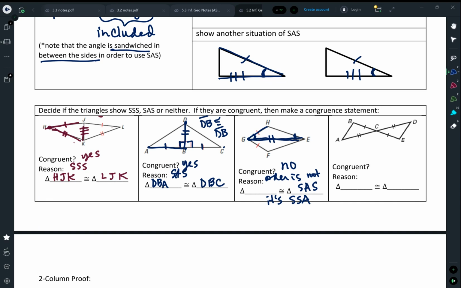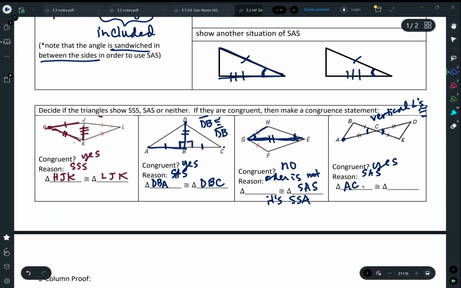On the last one, I don't have a side congruent to itself, but I do have some vertical angles. So because my vertical angles are congruent, now I can see I have a side and then an angle and then a side. So yes, side angle side. So I'm going to start at A here for my first triangle, and then I'm going to go to the middle. So A, C, and then B.